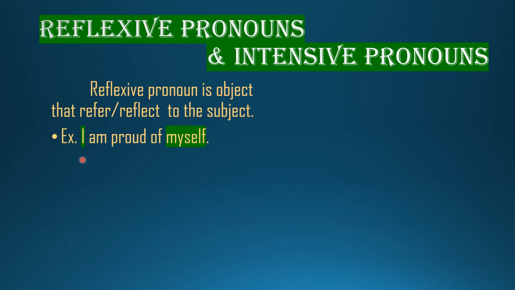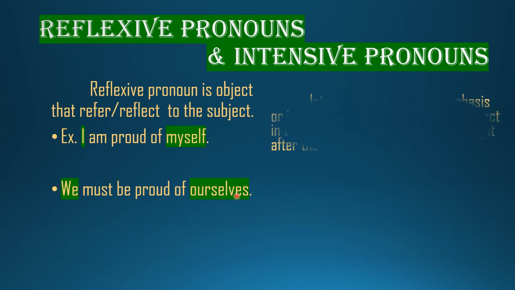Here the subject is I, and myself, it is reflecting to the subject, so it is a reflexive pronoun. Same as we must be proud of ourselves. Here we is the subject, and ourselves is a reflexive pronoun. And one thing, I is singular, so myself, and we is plural, so ourselves. Now see the intensive pronoun.